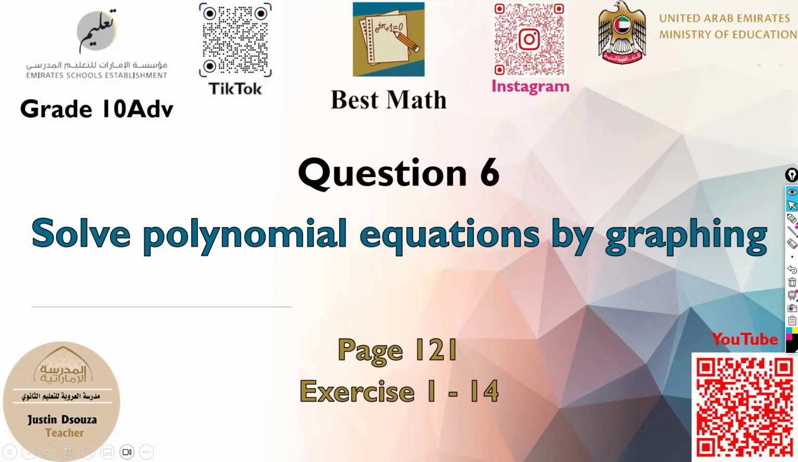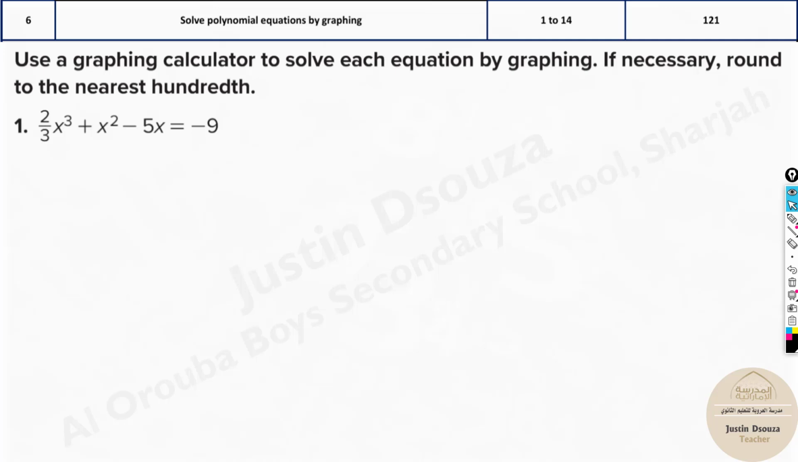Question 6 is solving polynomial equations by graphing. Since it's in the electronic part, you will have 4 options. You do not need to do graphing. You can do any method and solve it up. Now, these are very easy questions which can be done directly in the calculator. So let me show you now.